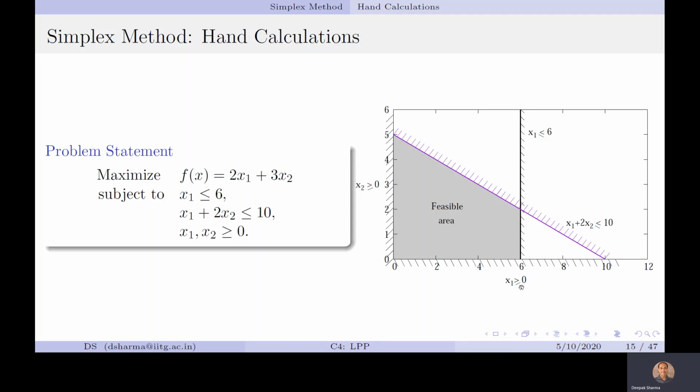So as you can see, I have written x1 and x2 greater than 0, and this hashed line we are drawing just to show that these are the constraint lines. Now, if we are trying to find out the common area, that will become the feasible search space. So as the shaded region suggests, this is the feasible area for the given problem.